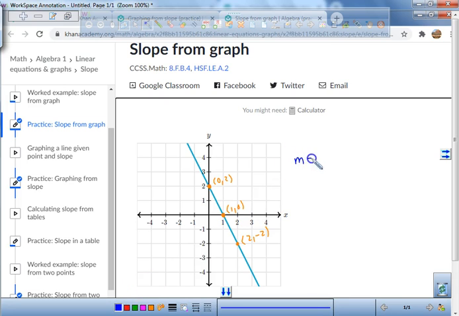We know m is slope in the equation y equals mx plus b, also referred to as slope-intercept form. And m is our slope, which is the change in the y values over the change in the x values. Now, we're not going to use the slope formula right now. We're simply looking at the change in the y over the change in the x.